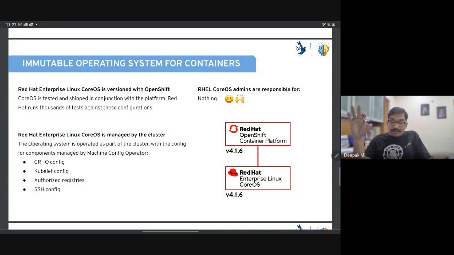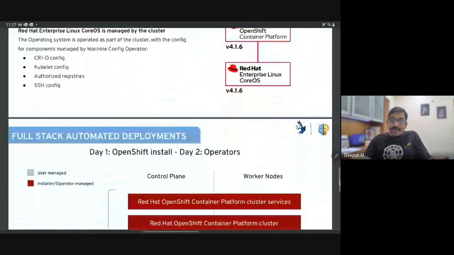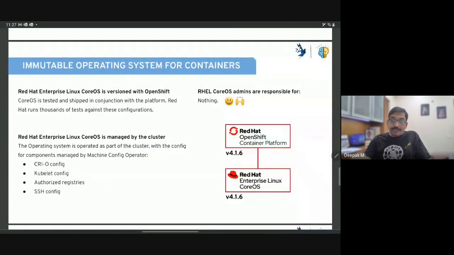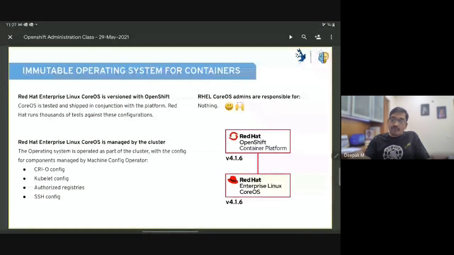Okay, a question related to CoreOS. A lot of people might have had this thought: why do I need to go for CoreOS? Because Red Hat Enterprise Linux is so popular, and CentOS, and some people have moved out of CentOS after that myth that CentOS is no more supported. But please understand, Red Hat CoreOS is customized for CRI-O config, kubelet config, registry, and SSH config. So that makes OpenShift Container Platform hosted on CoreOS more stable, right?